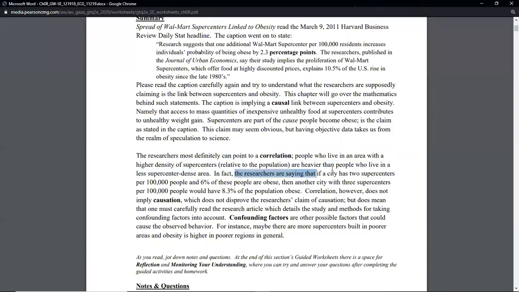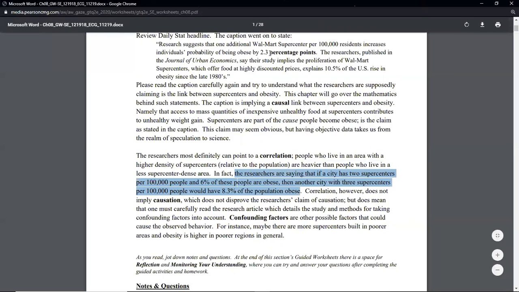So in fact, the researchers are saying that if a city has 2 supercenters per 100,000 people and 6% of these people are obese, then another city with 3 supercenters per 100,000 people will have 8.3% of the population obese. They're saying every Walmart is causing about a 2.3 percentage point increase. So that's why we went from 6 to 8%.